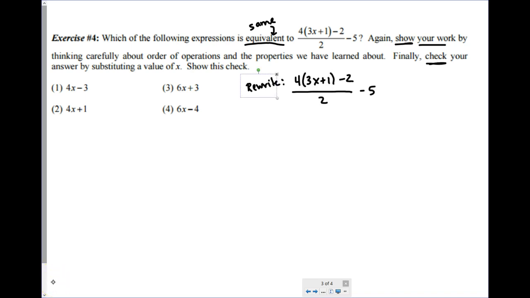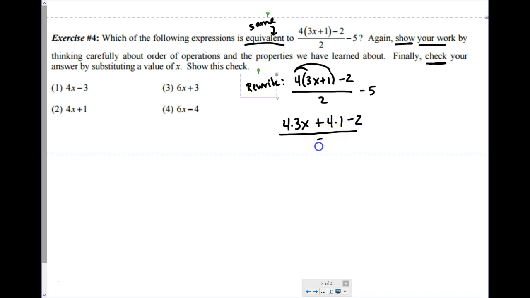Okay, so I've rewritten my expression, and now I'm going to start simplifying it. The first thing I'm going to do, PEMDAS, is think about these parentheses, and I'm going to distribute. So I'm going to have 4 times 3x plus 4 times 1. Bring down the minus 2, divide it by 2, and minus 5. I'm a firm believer in doing things one step at a time.